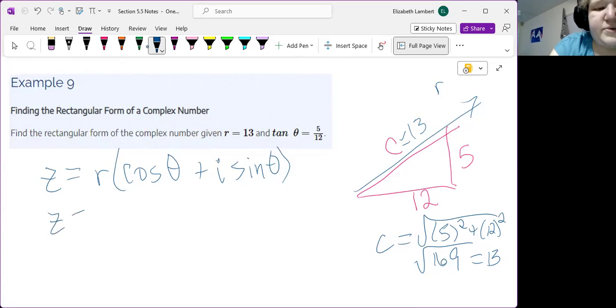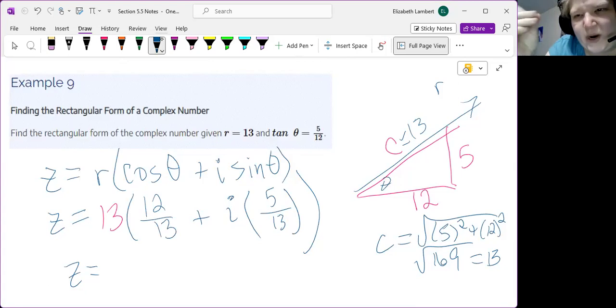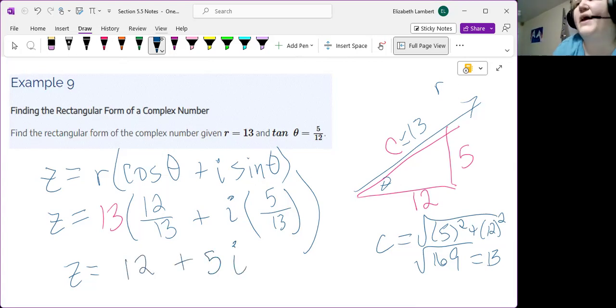All right, so using our form, I've got 13 for my radius. And then the cosine of theta, here's our theta, cosine would be 12 over 13 plus i times the sine of theta, which is 5 over 13. So when we distribute the 13 through, like I said, if it was a different radius, then you'd actually see these numbers would change. Here, though, the 13s are just going to cancel. So we just get 12 plus 5i.